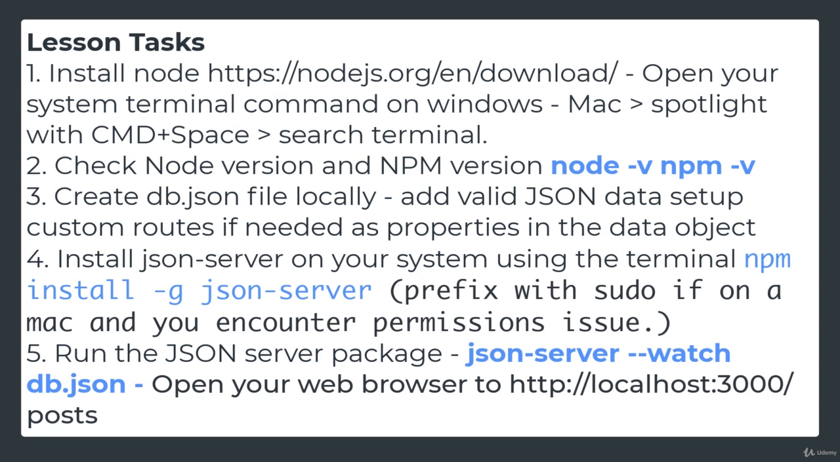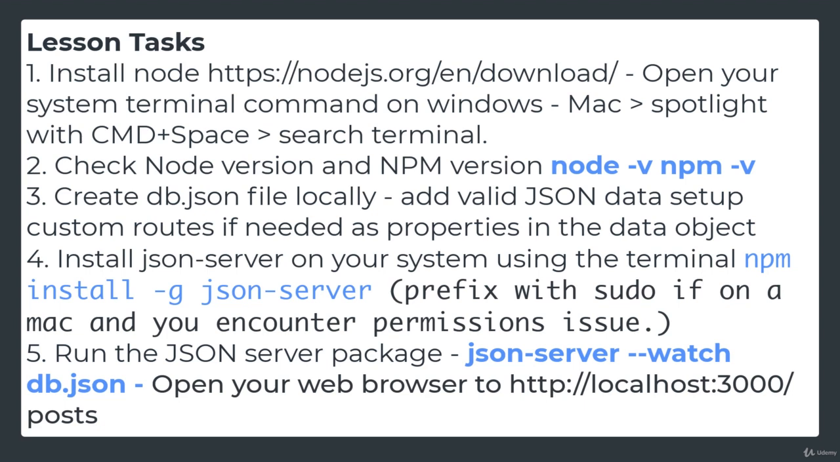Create a db.json file locally. Add valid JSON data and set up your custom routes if needed. I would suggest to start with just whatever the default data is available on the server and on their website, and try it out first just to make sure that you get it up and running. Install the JSON server on your system, again using the terminal. So npm install -g for the global flag and json-server for the package that's being installed. Also, if you do encounter any permissions errors on a Mac, prefix it with the word sudo, and that will allow you to accept permissions and run within admin.